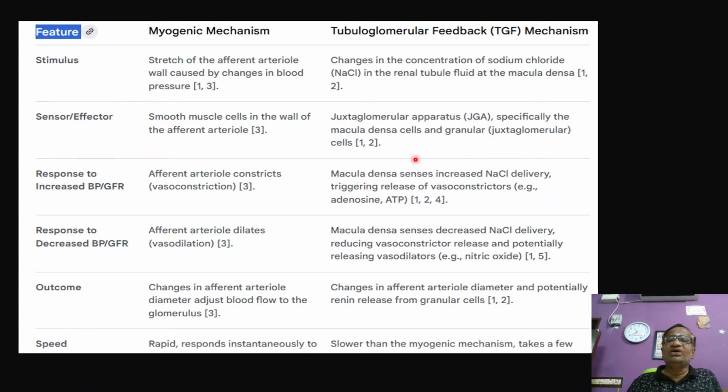The tubuloglomerular feedback is different. The macula densa senses the sodium delivery, triggering vasoconstriction. If more NaCl is coming, the macula densa produces a signal to decrease the NaCl delivery. That is how it acts. The same afferent arteriole diameter is changed, but here it is related to sodium chloride and then renin release, while the myogenic response is instantaneous. This one takes some time, a few minutes.